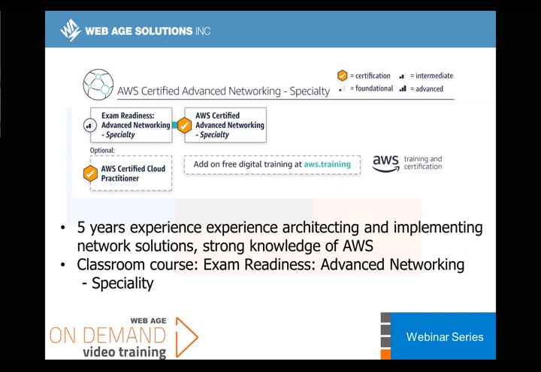People with 3 years experience in networking come up and say, do you think I'll be able to pass the advanced networking specialty? And I tell them, yeah, you will, sure. Here are the prerequisites: you've got to learn AWS, you've got to have confidence with AWS, you've got to get 2 years experience in AWS, and then you'll pass. Not a problem at all.